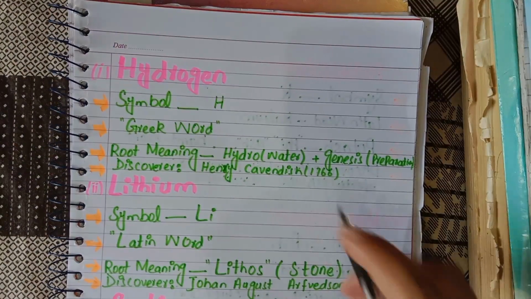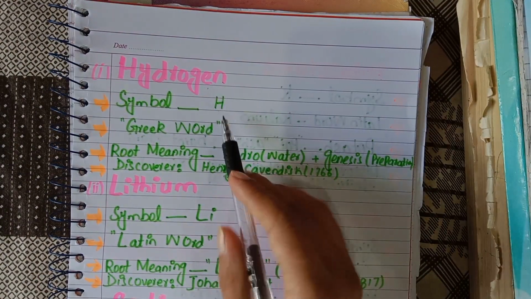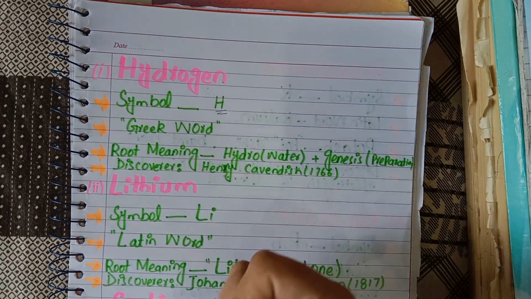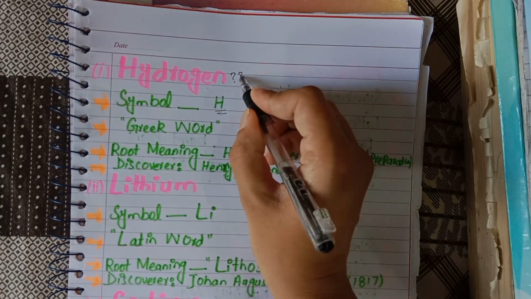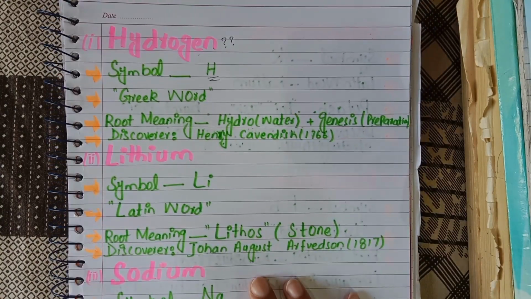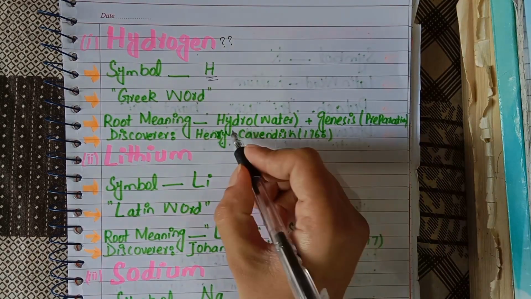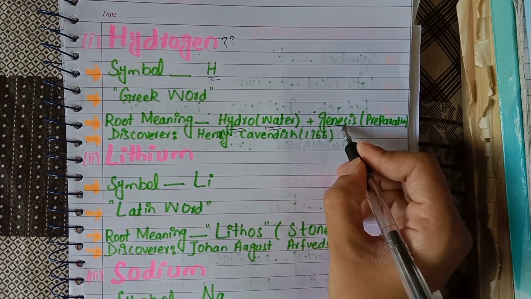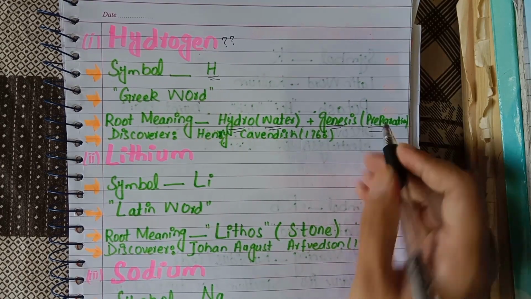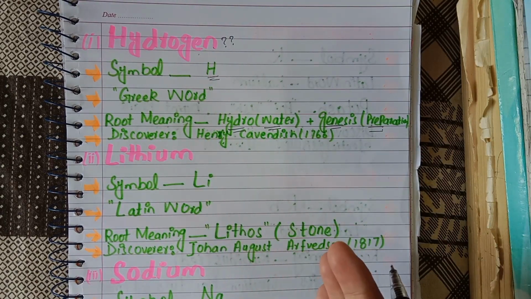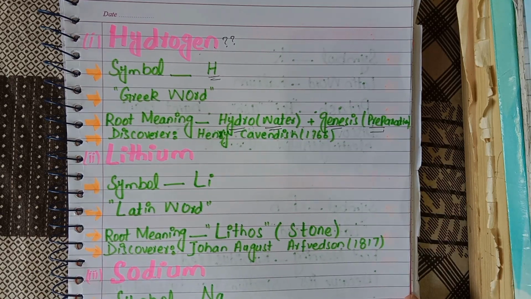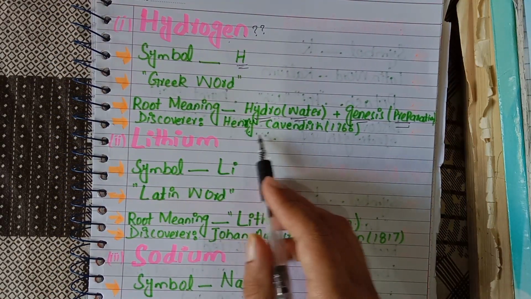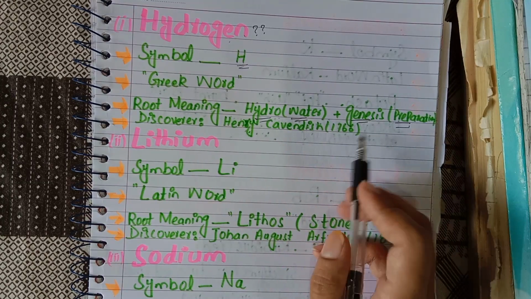Now the first element is hydrogen and the symbol for this element is H. Now this hydrogen term is basically a Greek word. Now the question arises, why do we call this element hydrogen? Basically the term hydrogen is derived from two words, hydro, meaning water, and genesis, meaning preparation or generation. As we know, hydrogen is the basic element of water, or in other words it has a role in the generation or the preparation of water. That's why this element is called hydrogen, and it was discovered by Henry Cavendish in 1766.